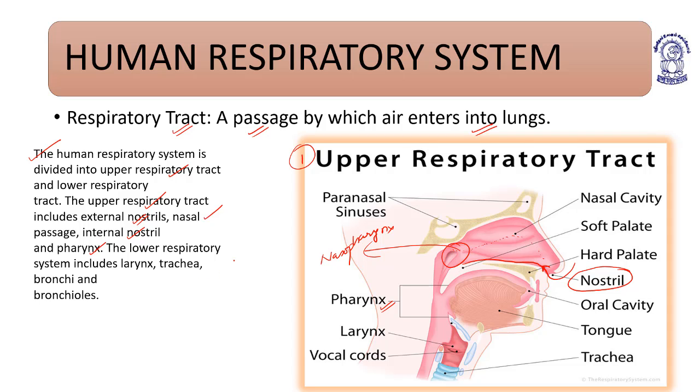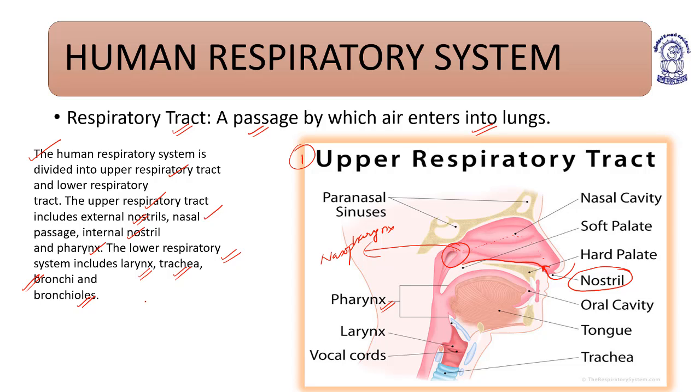Okay. The lower respiratory system includes larynx, trachea, bronchi, and bronchioles. The upper respiratory tract includes external nostrils, nasal passage, internal nostrils, and pharynx. The lower respiratory tract includes larynx, trachea, bronchi, and bronchioles. So this is the respiratory tract. Now we will study about the upper respiratory tract and the lower respiratory tract.